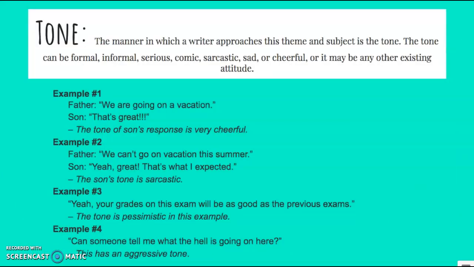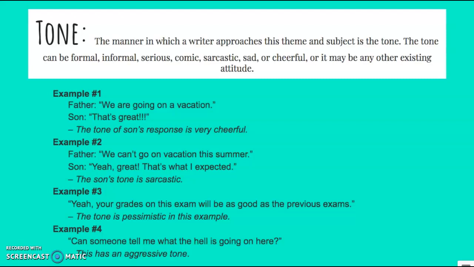This is one that people struggle with. It's tone. It's the manner in which a writer approaches the subject. The tone can be formal, informal, serious, comic, sarcastic, sad, cheerful, or any other attitude. It's basically the attitude we get from the writer.